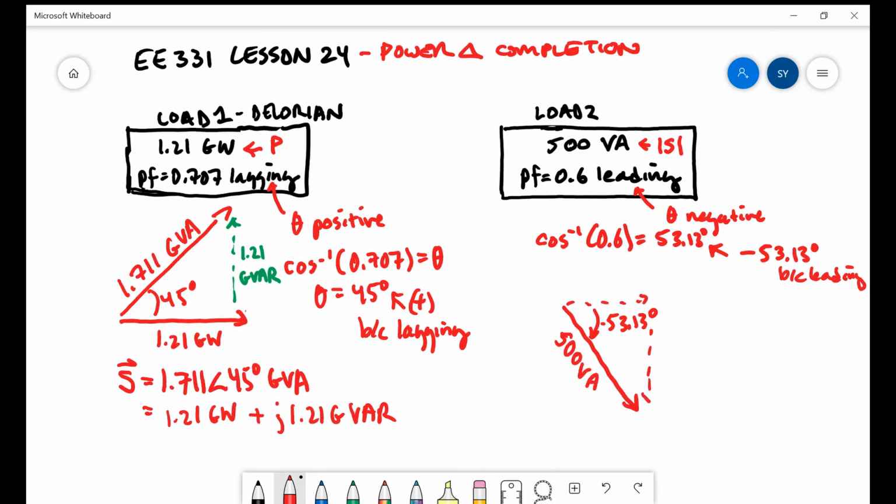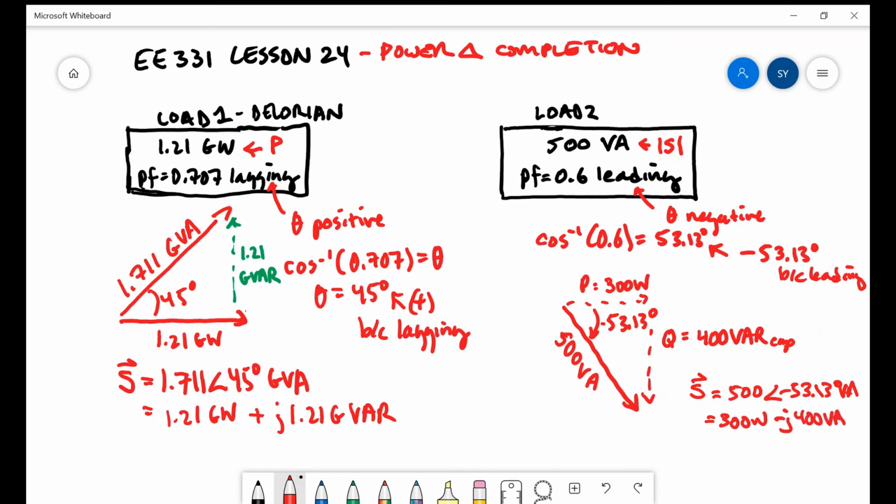If you were to put that in your calculator and spit it back to yourself in rectangular form, you could extract the real power, where P is equal to 300 watts and Q is equal to 400 volt amps reactive. Capacitive, that is, it would be negative. So the way you could express S for this second load is that S is equal to 500 angle minus 53.13 degrees volt amps, or you could write it as S equals 300 watts minus j 400 VAR.